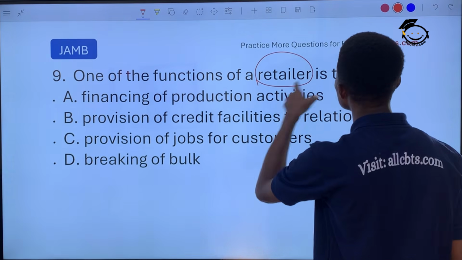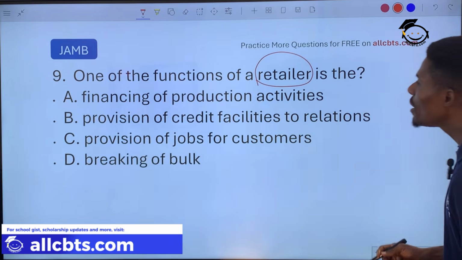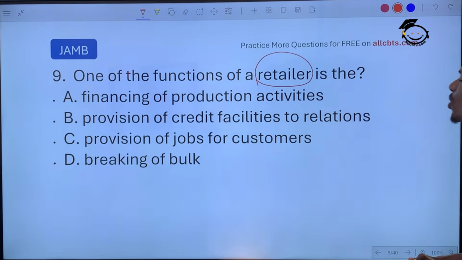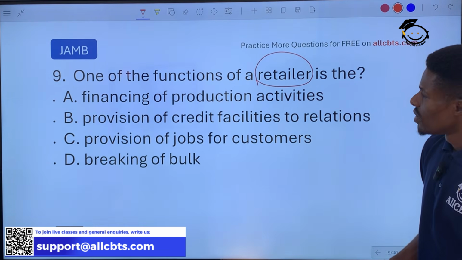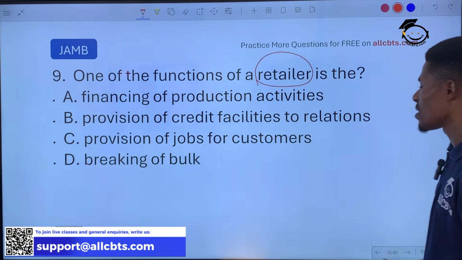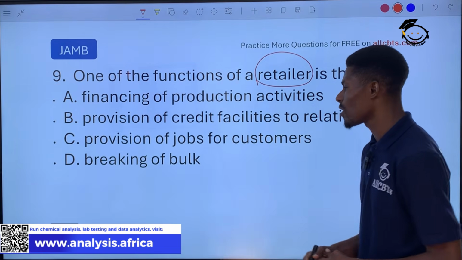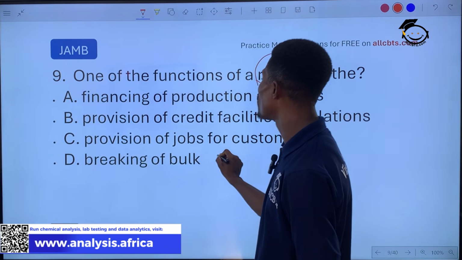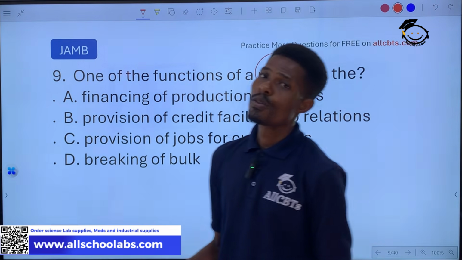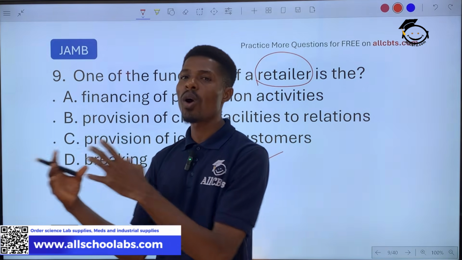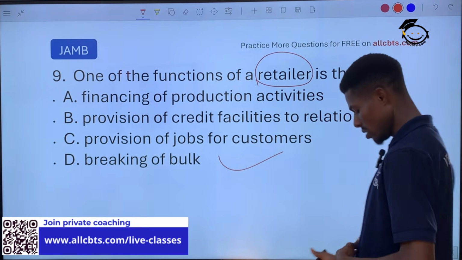So one of the functions of a retailer is this: financing of production activities? No. B, provision of credit facilities to retailers? No, that's the job of the wholesaler. Provision of jobs for customers? No, that's the job of wholesalers or manufacturers. The correct answer is breaking of bulk, because when a retailer buys from a wholesaler in bulk, they will sell to the final consumer in smaller units.